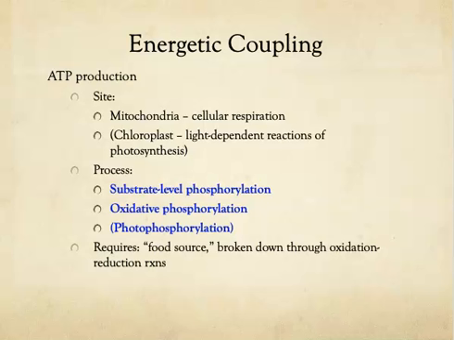And of course, the manufacturing of ATP is what goes on during cellular respiration. ATP is produced during respiration, and ATP is used during energetic coupling. Now, ATP production, cellular respiration, occurs in the mitochondria of eukaryotic cells. Now, I also have listed here that some ATP is produced in the chloroplast during the light-dependent reactions of photosynthesis.